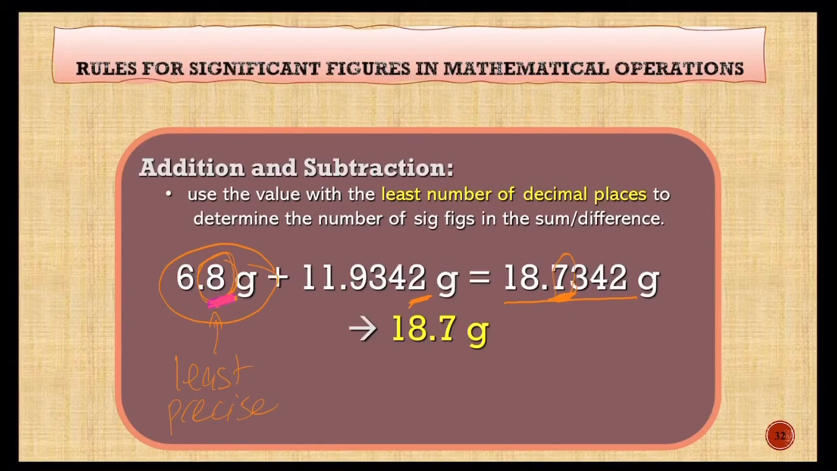You don't round the 7 up because the number that follows the 7 is a 3. And according to the rules of rounding, you keep the value in the tenths place the same because the number that follows is less than 5. So 18.7 grams is our final answer there.